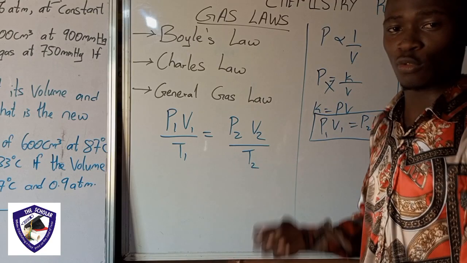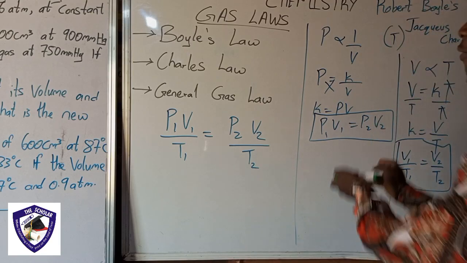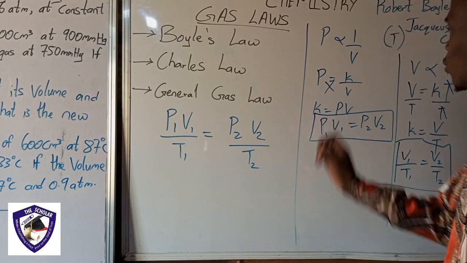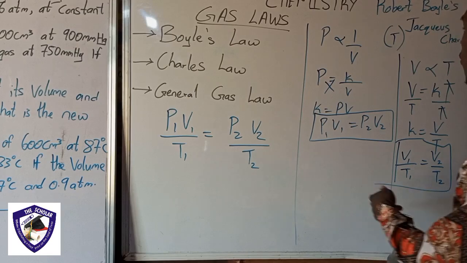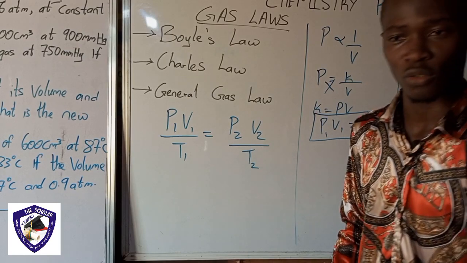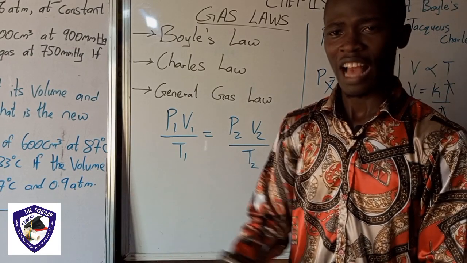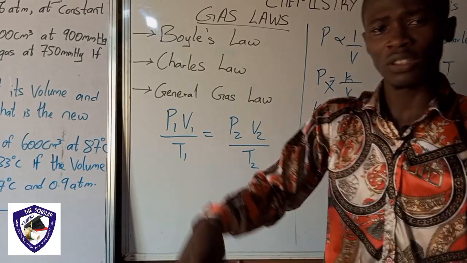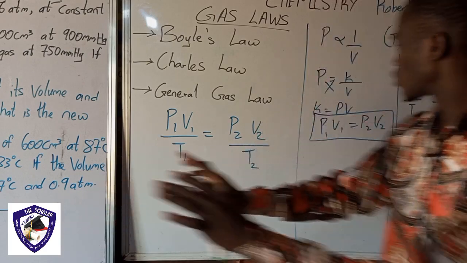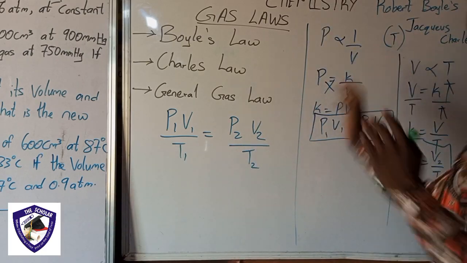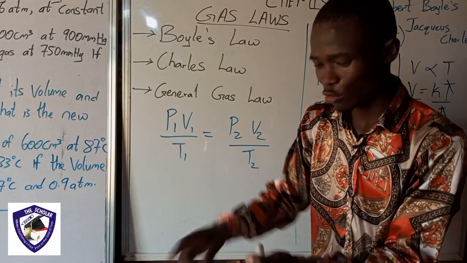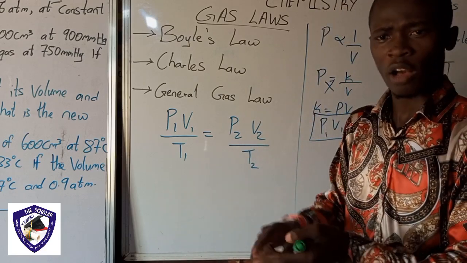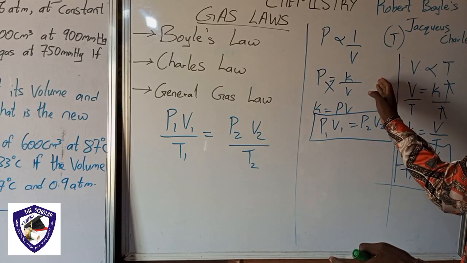Now some students do ask how do I recognize the kind of law to apply in solving questions. To understand the kind of law you are going to use in a particular question, when you are given a question and from that question you have your pressure, you have your volume, and the question is telling you that at constant temperature, just know that you are using Boyle's law. Your pressure will be given to you and your volume will be given to you. Now if you have pressure and volume, directly you are using what?